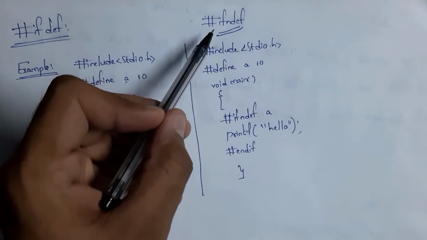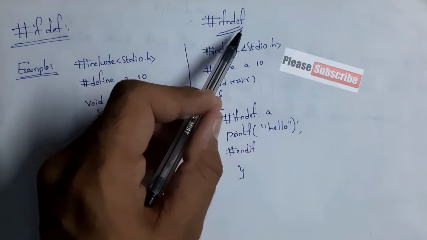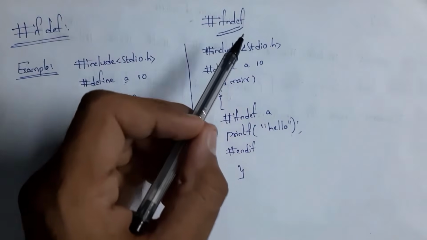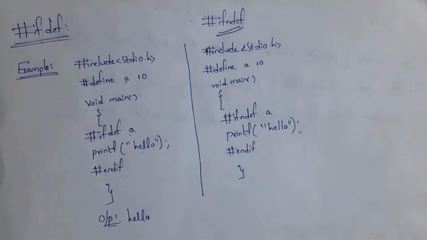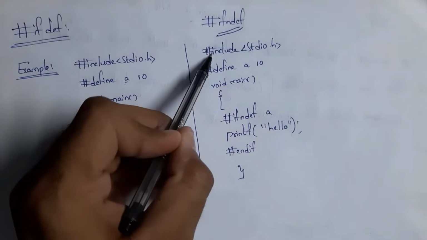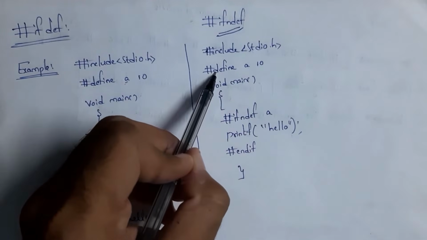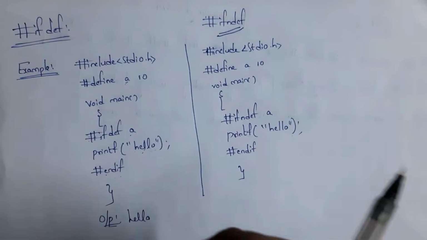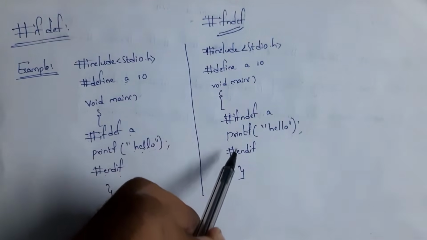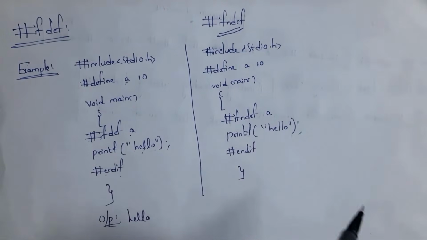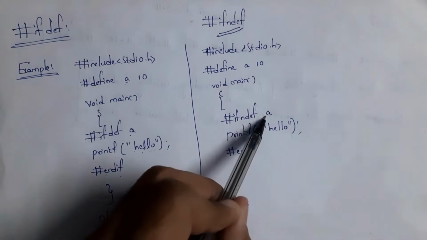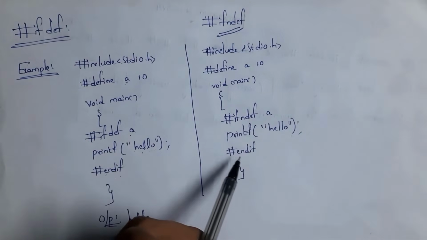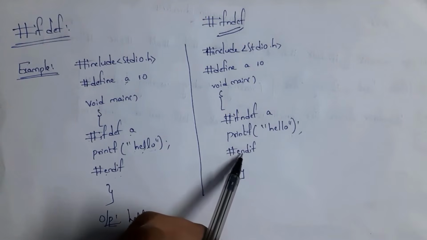This is an example program for the #ifndef directive, where ifndef stands for if not defined. The previous program is for ifdef, and this program is for ifndef. That means if I do not define the macro, then I need to get output. So here I wrote #include <stdio.h>. After that I wrote #define a 10. That means I am defining macro a, and the value of this macro is 10. After that I wrote void main. Inside void main I wrote #ifndef a. That means if I do not define macro a, then I need to get output hello. And we need to close this ifndef condition by using #endif. So at last I wrote #endif.